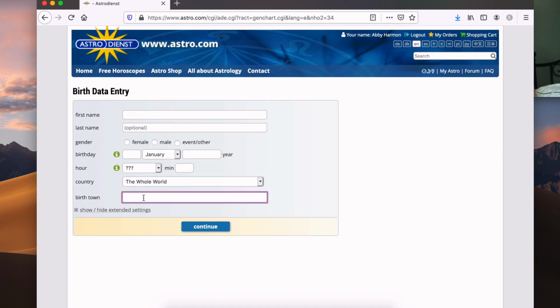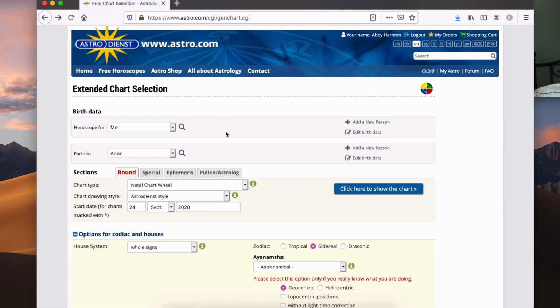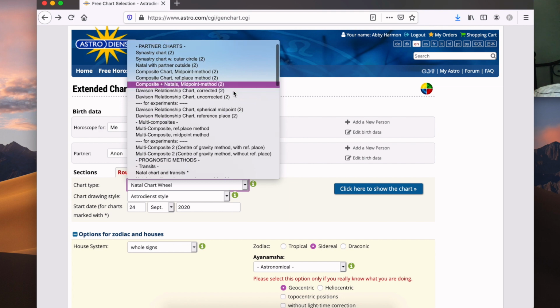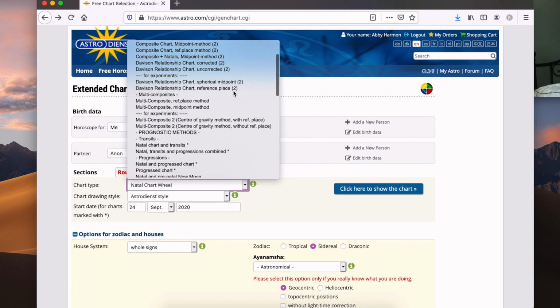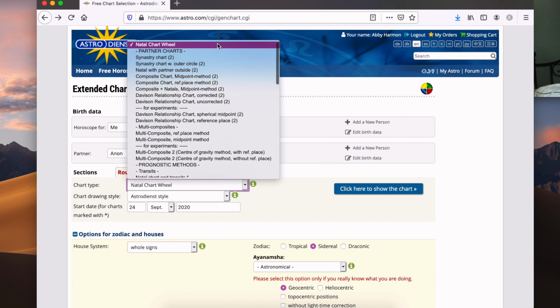So you can just put in, like, I was born in Pleasantville, New York. So it would just come up. You see, the first one would be it. So that's what you would need if you were generating a whole brand new chart. Mine is already in here, so we're just going to go with that. Now there's this whole drop down here, and it's got all these different types of charts you can look at. So for now, we're just doing natal chart.